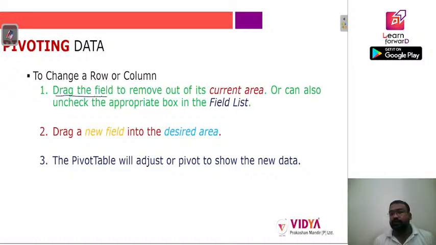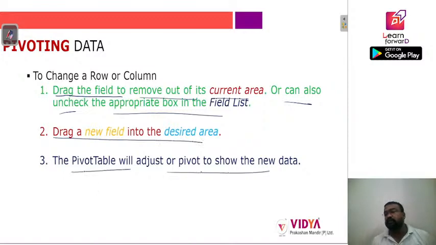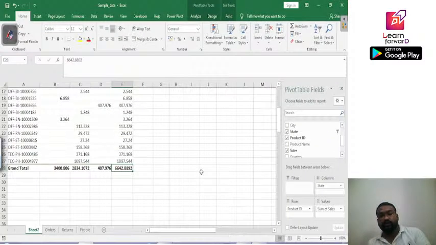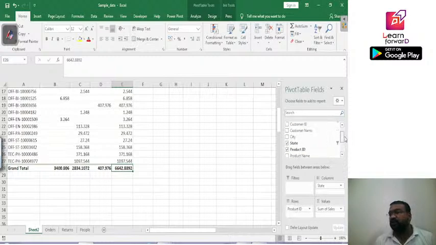So what we have to do is simply drag the field we want to remove out of its current area, or we can also uncheck the appropriate box in the field list. And then we can drag the new field to the desired area, and the pivot table will adjust to show the new data. Like we have already seen, we changed the rows from customer name to product ID, and then it displayed our data.